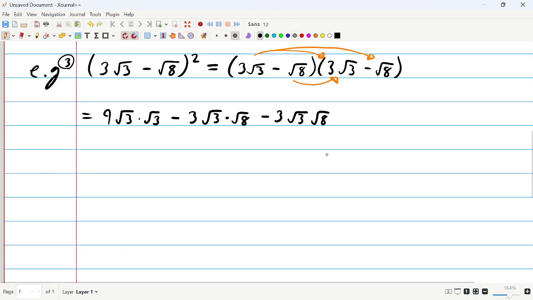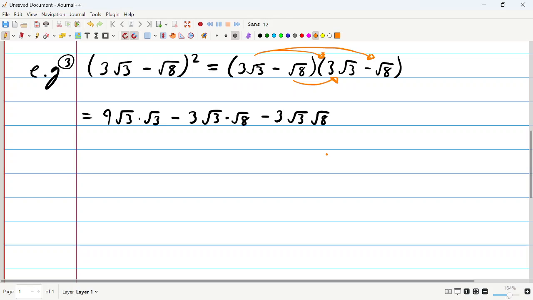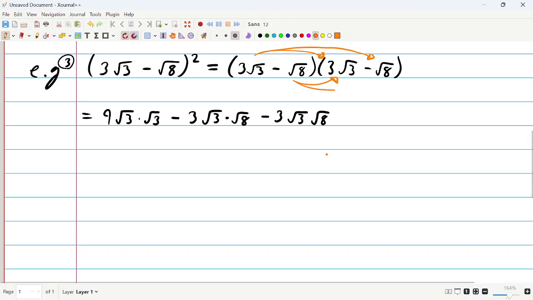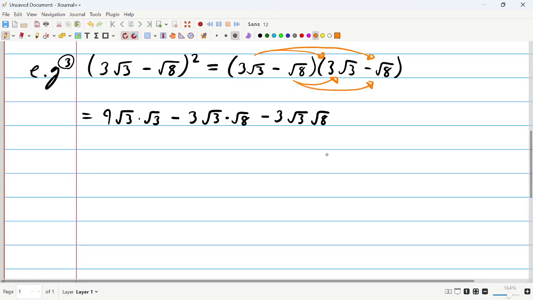And then we take the last. Here it's going to be negative times negative, which gives a positive: root 8 multiplied by root 8. Let's just write it like this. So now we need to simplify.